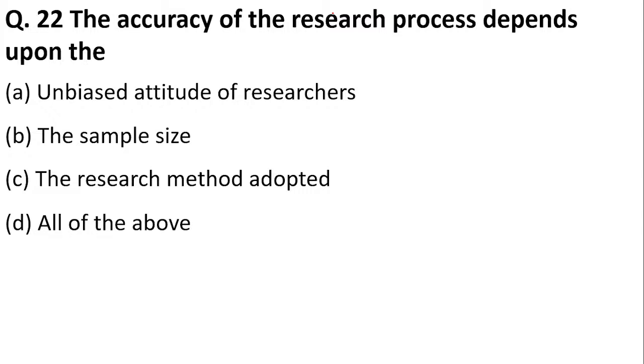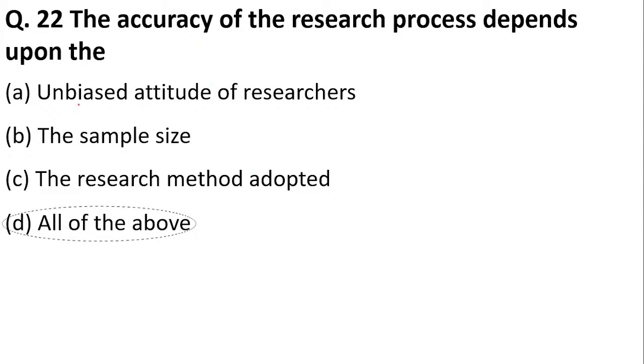The accuracy of research process depends upon unbiased attitude of researchers, the sample size, the research method adopted, or all of the above. Means the accuracy of research process, how correct your research process is. So, what are the factors on which it is dependent? The sample size, the research method, or all of the above. So, it is dependent on all of the above.